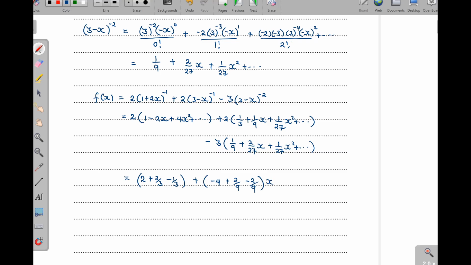But all of these ones have gotten x on them. The next, for x squared, we have 2 times the 4. Isn't that an 8? Yes. Then 2 times this one here. That will be 2 out of 27. And then 3. And then this, so that will be negative 1 over 9. Then x squared. The rest you ignore.